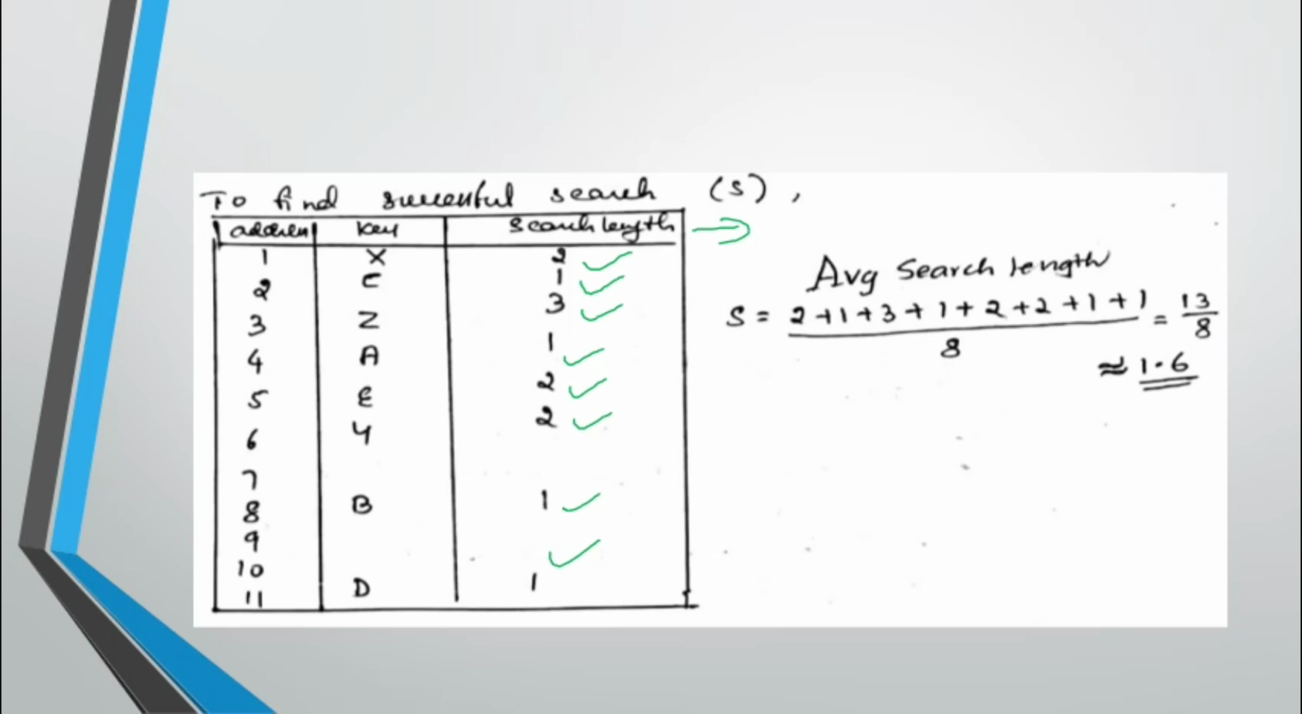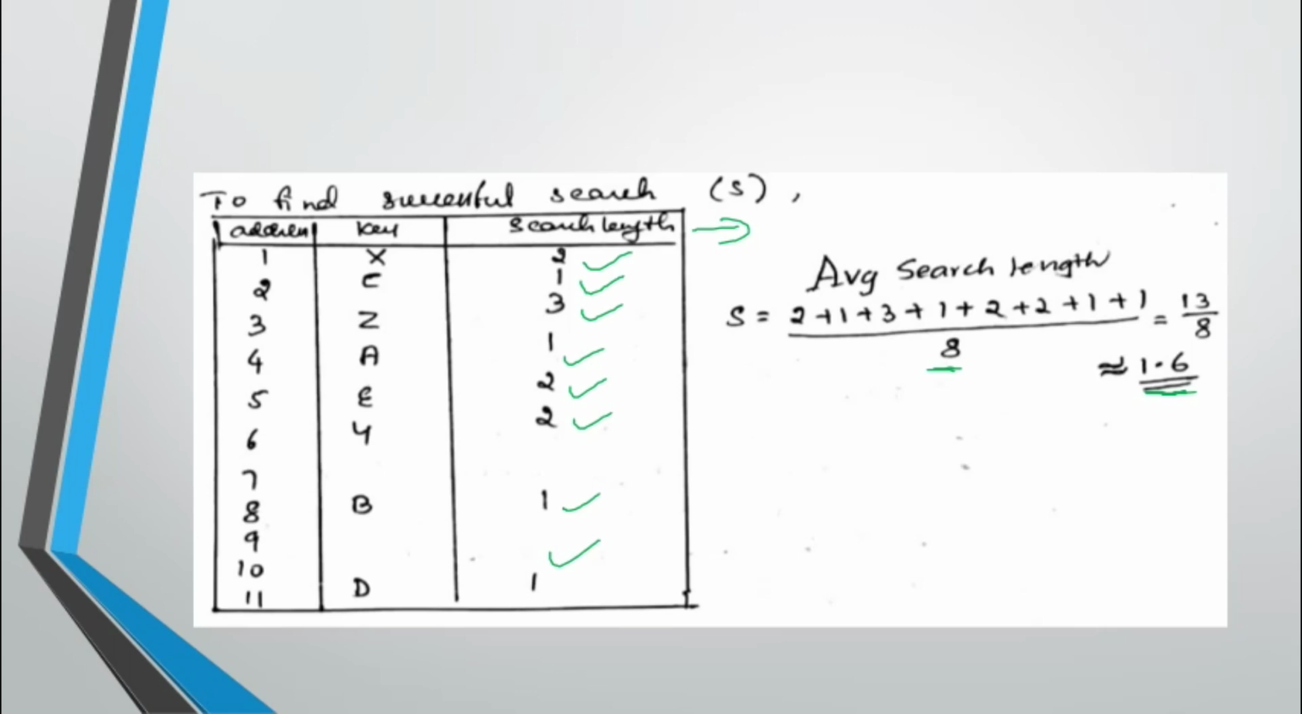So how do you find the average search length? Totally, how many keys are there in that record? In total you have 8 keys. So the average search length is nothing but you add all the search lengths and divide by 8. So you get 1.6. That is the average search length. So that is about the linear probing algorithm.